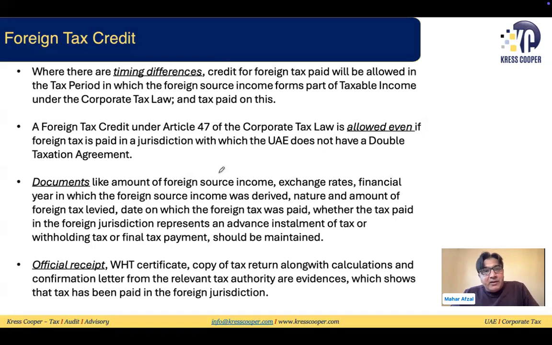This clause we have already discussed. Even if a double tax treaty doesn't exist, still you can claim the foreign tax credit. You need to maintain documents like source income, exchange rate, all these documents. Official receipt that you have paid the tax outside the UAE, you need to prove it: the withholding tax certificate, copy of the returns, confirmation letter from the relevant tax authority. It shows that you have paid the foreign tax.